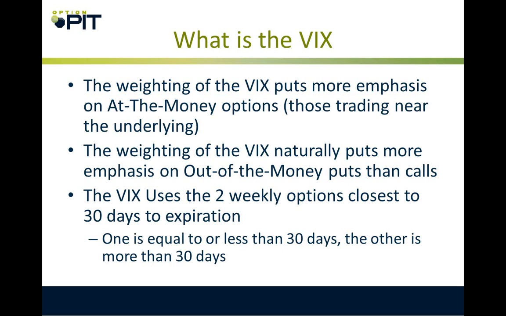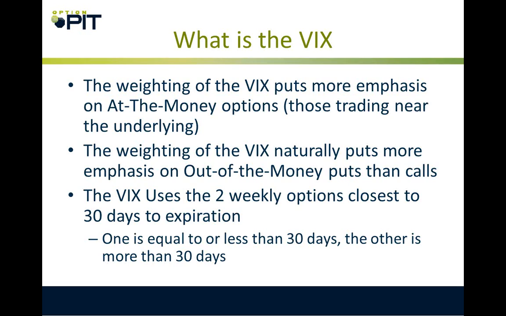Then the weighting of the VIX naturally puts more emphasis on out-of-the-money puts than out-of-the-money calls. So a put that is $50 out of the money versus a call that's $50 out of the money, that put is going to have more effect on the VIX than those $50 out of the money calls.